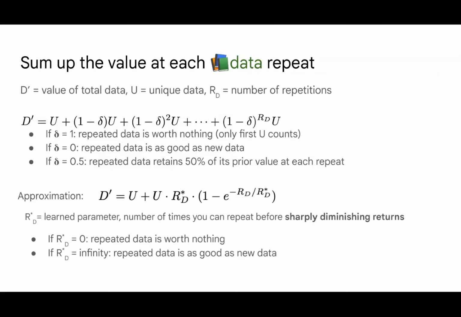For mathematical simplicity, we write this as a compounding term. Instead of directly modeling delta, we use a term R_D*. This quantity represents the number of epochs we can reasonably run before experiencing a sharp diminishing return. If its value was 0, then repeated data would be worth nothing, and we should really stop after 1 epoch. But if the value was infinity, then we could go on forever reusing the same data.